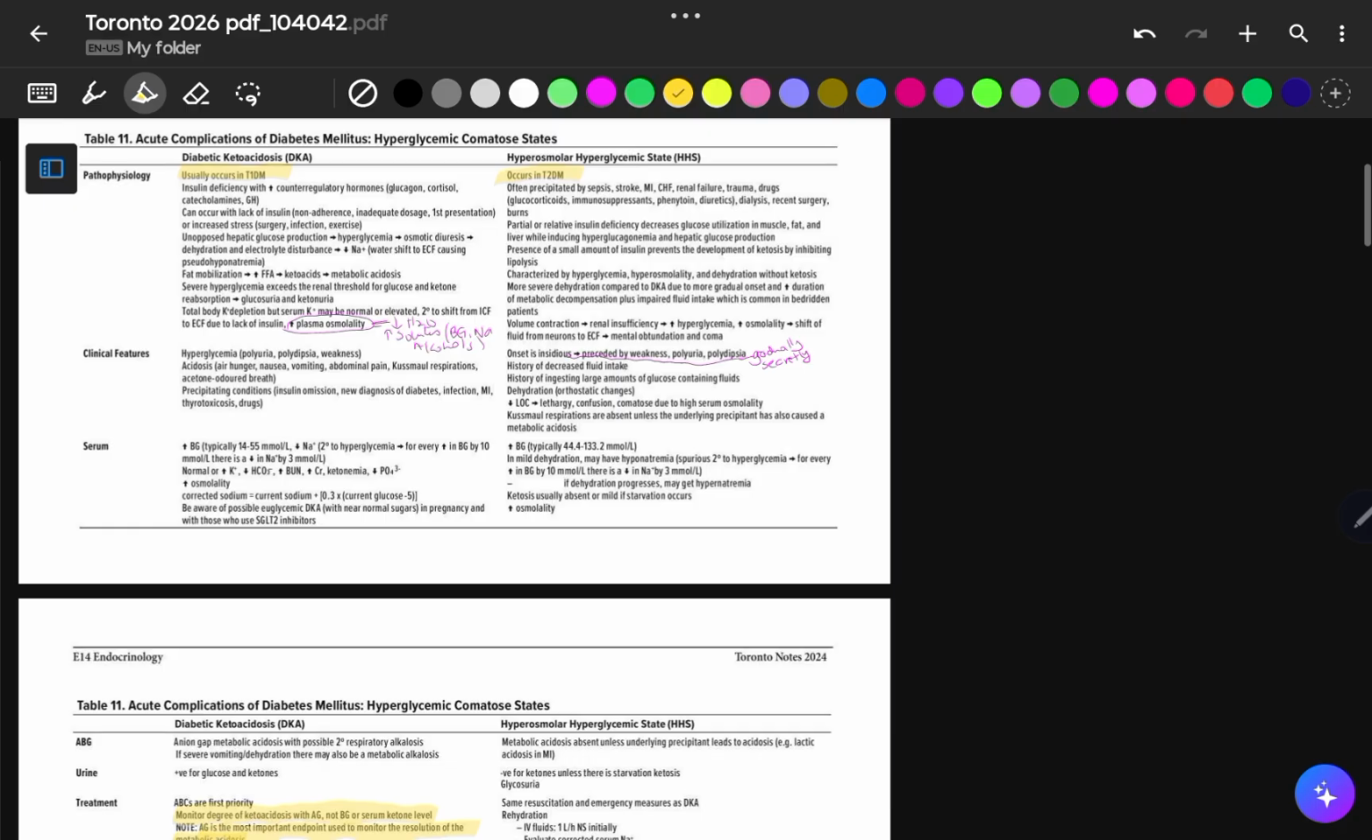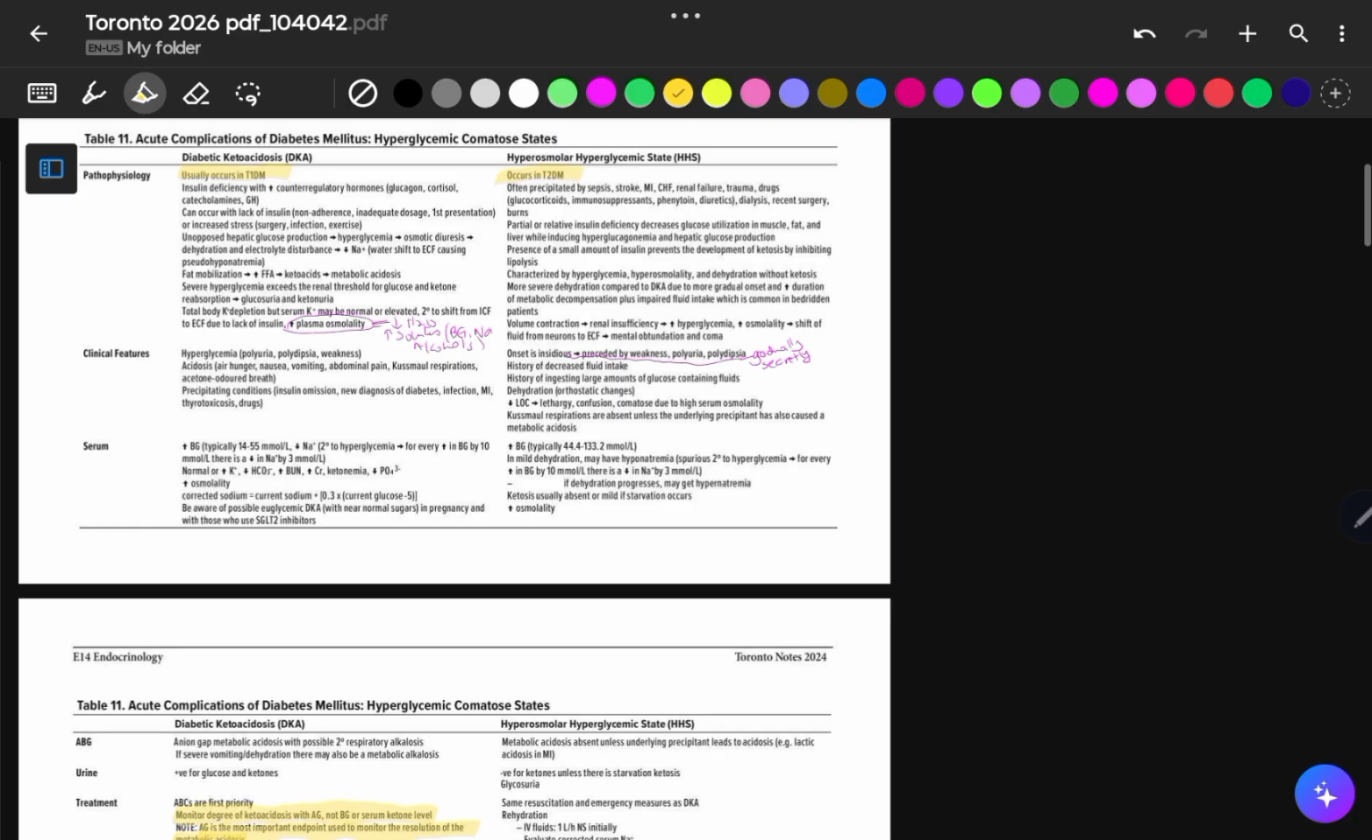The patient also has Kussmaul respirations absent. Remember, the patient does not have acidosis. They're not in ketoacidosis, so Kussmaul respirations are usually absent, except if the underlying precipitant has also caused a metabolic acidosis. But usually they do not have metabolic acidosis because you do not have the breakdown of fat, of free fatty acids, that causes ketones that later cause metabolic acidosis. Remember, in the serum you're going to have a very large increase in blood glucose, typically 44.4 to 133.2 millimoles per liter.